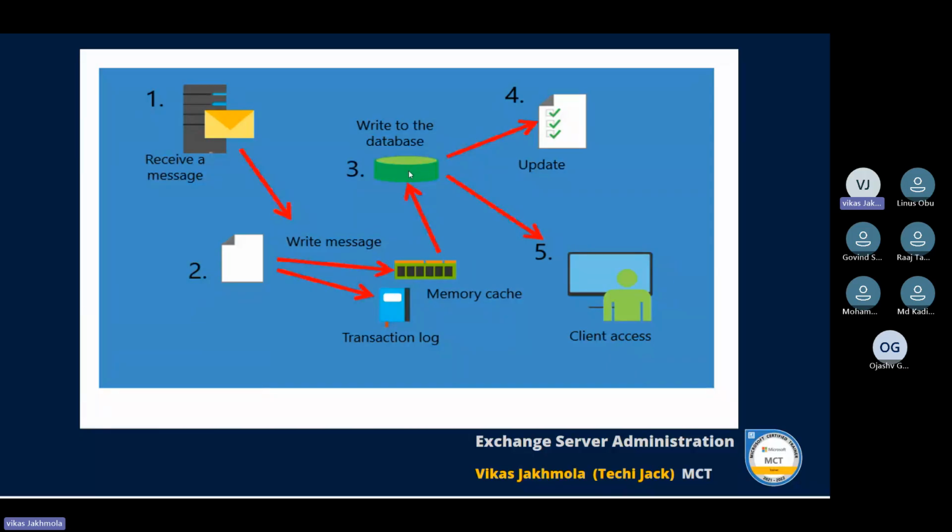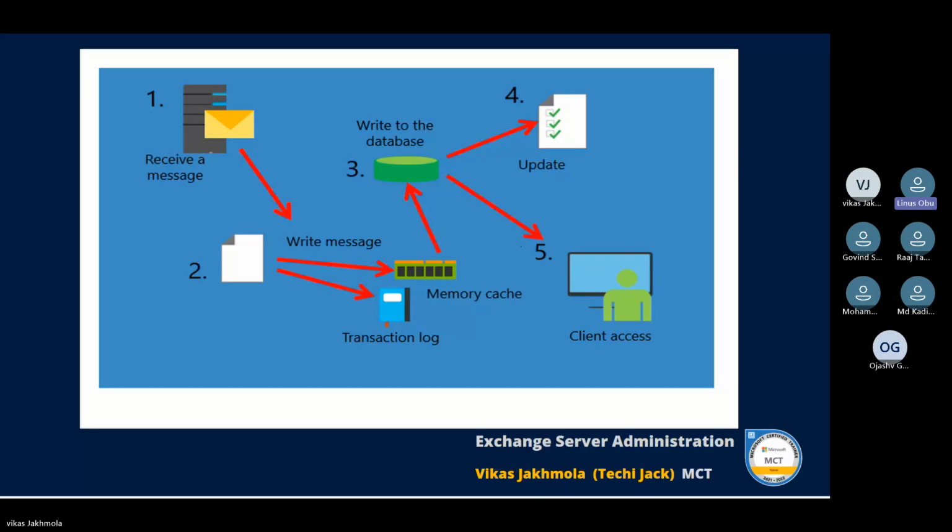Now the mailbox server will say, okay checkpoint, the log has been written to the database, update it. So there will be a log number, something like that. So the checkpoint file knows now this log has been committed to the database. And in the final step, the fifth step, once the database is committed with the log file, then the client can access and read the message from its database.